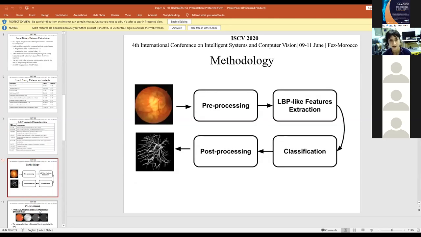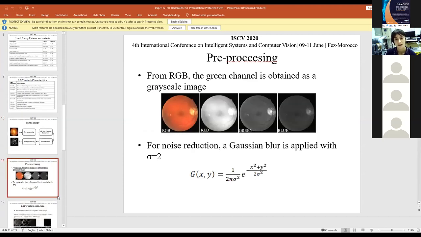Our methodology has these simple steps. We take the RGB image, we pre-process it, and then we extract 10 different LBP-like features. After, we perform classification, and at the end, we perform post-processing. In the pre-processing step, from RGB, we choose the green channel. This is a proposal from other methodologies for this problem. As we see here, the green channel gave us more clear information about the red veins. And if you see the others, red and blue, they lose much information on the veins, and we don't want that.